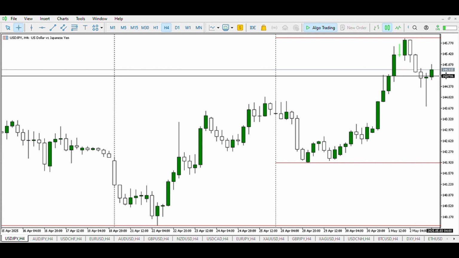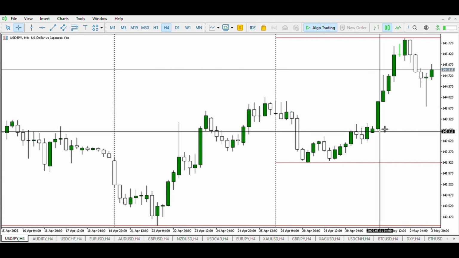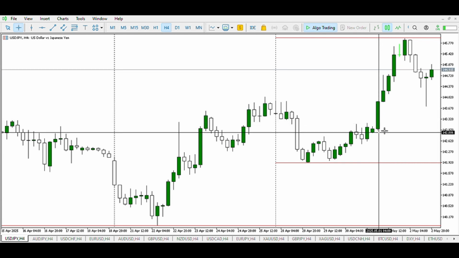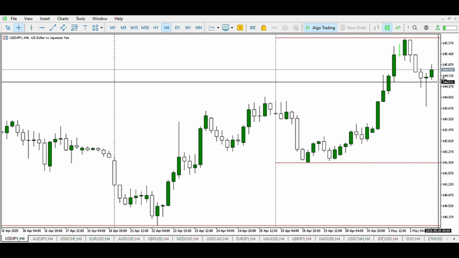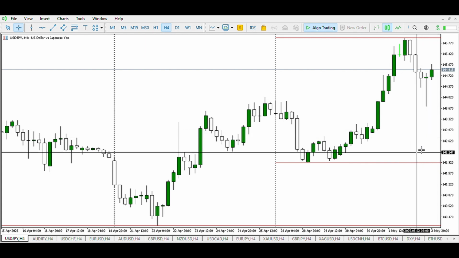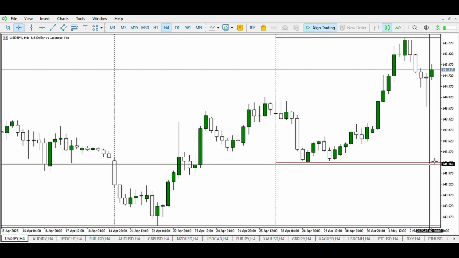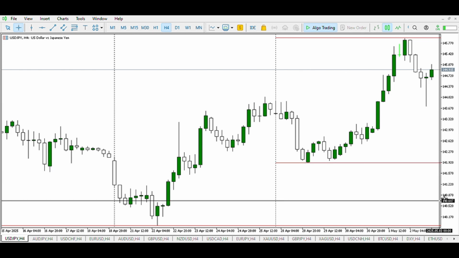However, if reverse is the case, we have a fair value gap in this zone, so we can expect price to retest this zone before price rallies further up. Likewise, if price comes down to the zone, we can expect this low to be broken and for price to do whatever it wishes to do.